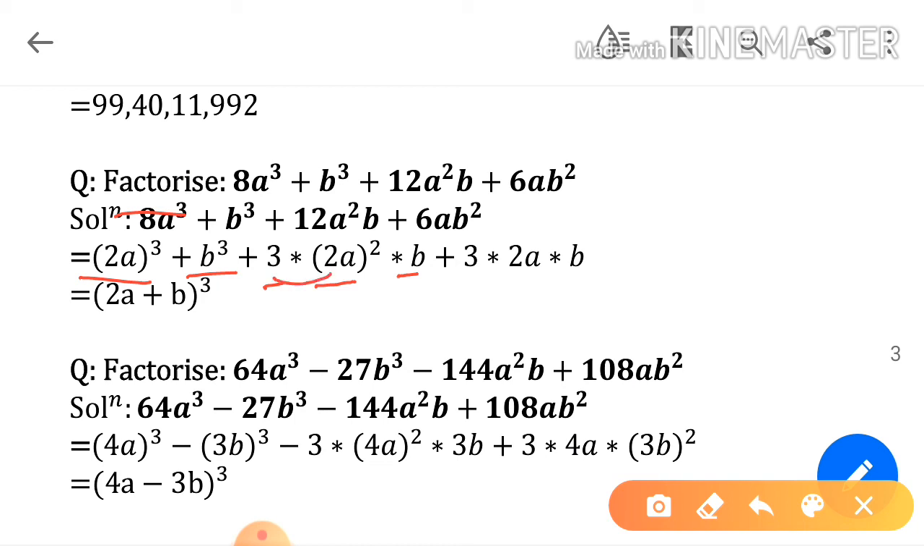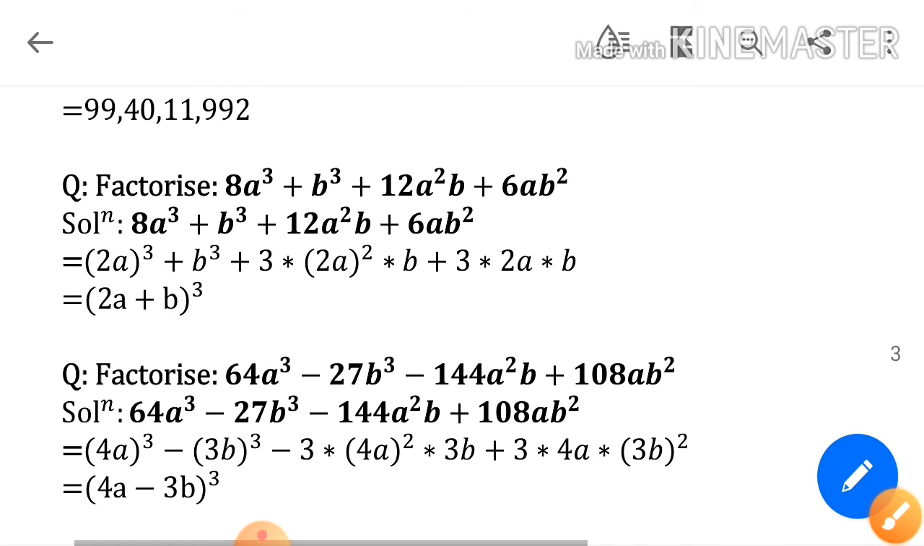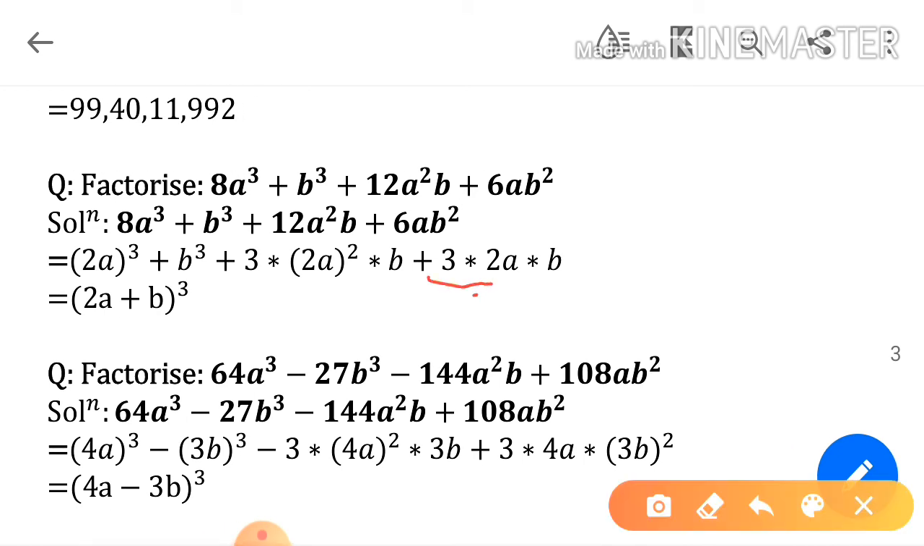3 into (2a)², that is 3 into 4a² into b, that is 3 into 4, 12a²b. Here I have broken 12a²b into this. Now 6ab² equals 3 into 2a into b. Now this turns out to be (2a + b).